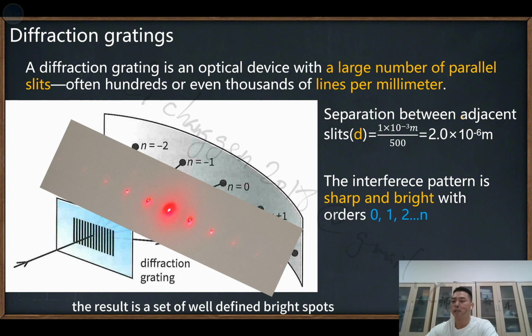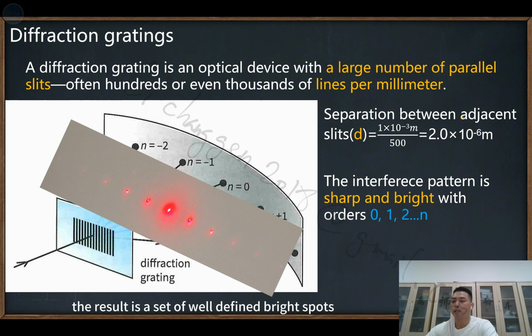Then let's consider the first order maxima. As we can see in the diagram, the rays to the first order maxima all have an angle theta to the center line. So each ray from a slit travels a longer distance than a ray from the next slit. By trigonometry, we can calculate the path difference between adjacent rays by the slit separation d times sine of theta, which must equal 1 wavelength for the first order maxima. Hence, we get the equation lambda equals d times sine theta for the first order bright spot.